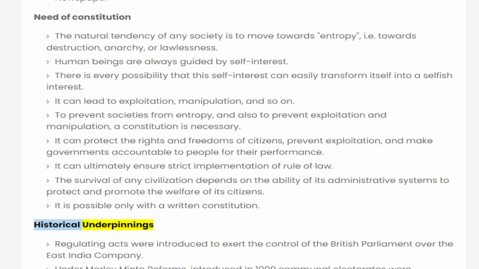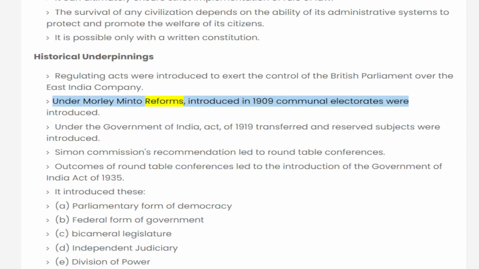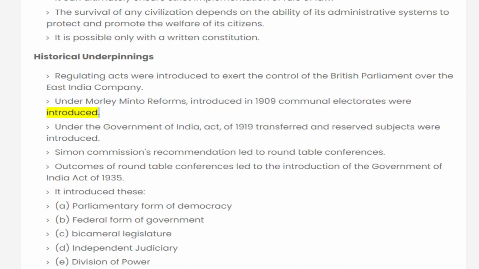Historical underpinnings. Regulating acts were introduced to exert the control of the British Parliament over the East India Company. Under Morley-Minto reforms, introduced in 1909, communal electorates were introduced. Under the Government of India Act of 1919, transferred and reserved subjects were introduced. Simon Commission's recommendation led to round-table conferences. Outcomes of round-table conferences led to the introduction of the Government of India Act of 1935.